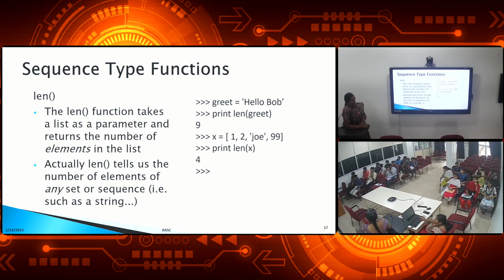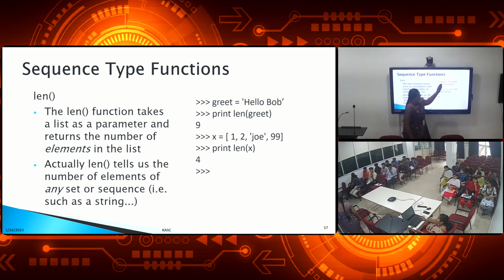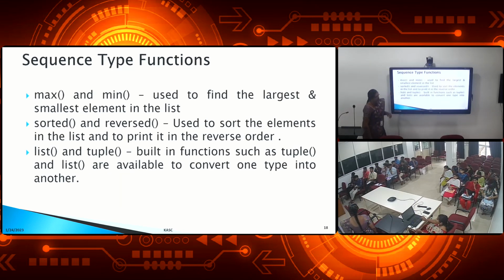Now we calculate the length of the list. With the help of len, we can count how many items are available in that particular list. Here we have a variable, and if you print len of that variable, automatically you get its length. The same goes for the next one: here there are 4 values, so you get 4 as the output.